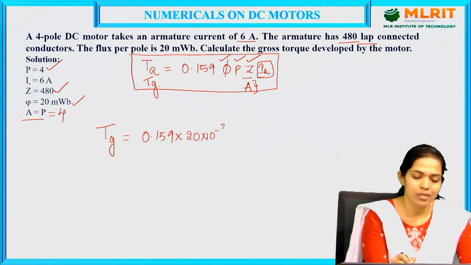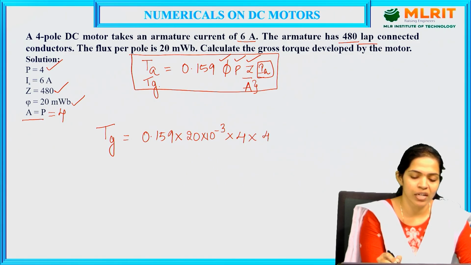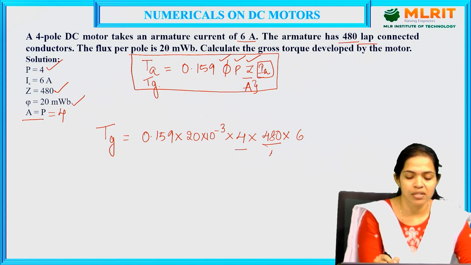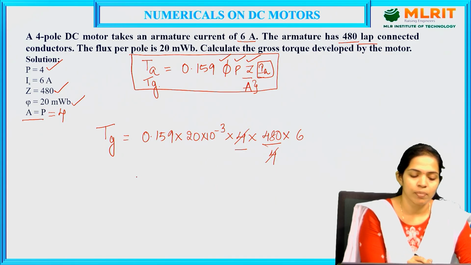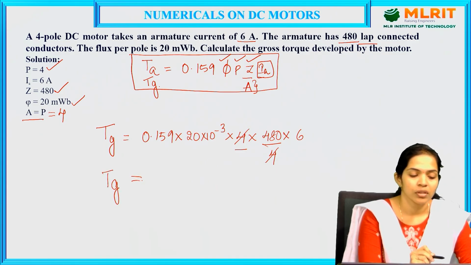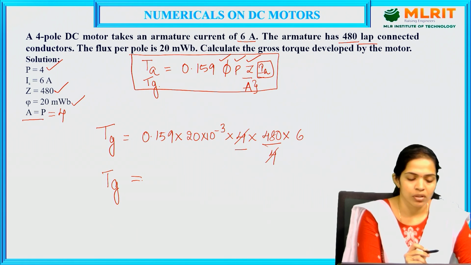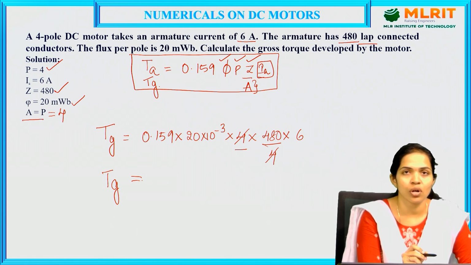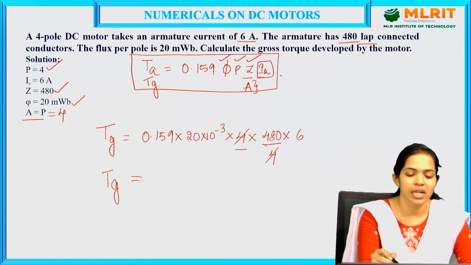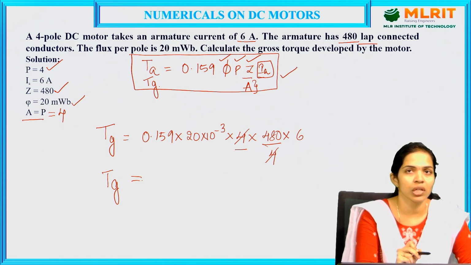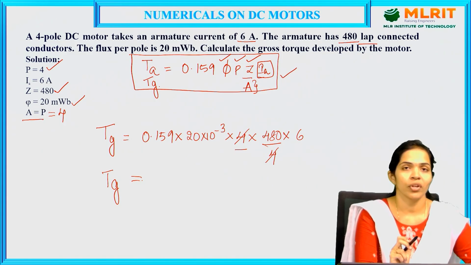So from the direct formula we can calculate the gross torque: 20 milliwebers multiplied by the number of poles, 4, into the number of conductors, 480, and the armature current of 6 amperes, divided by the number of parallel paths, again 4. Upon calculating, we get the gross torque developed by the motor. This is how we calculate the basic torque using the direct expression from the torque equation of the DC motor. Moving on to the next numerical.